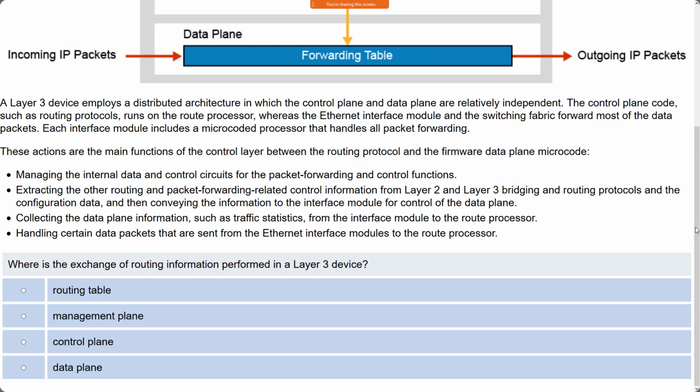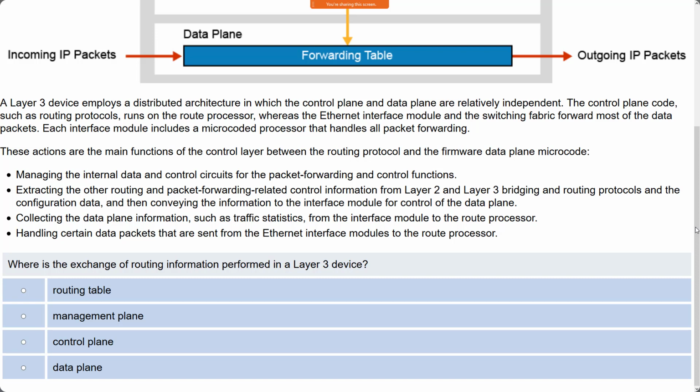So collecting data plane information, traffic statistics from the interface, and then sending that to the route processor, handling certain data packets that are sent from Ethernet interface modules to the route processor. So there are exceptions to data plane processing. If, for example, the time to live is going to be decremented to 0 and we're not going to be able to route a packet, that is going to be an exception. All of this caching, the way that we process this information, the way it gets processed and sent, or the caches get built, is through a method called Cisco Express Forwarding, and that's obviously what we're going to be talking about next.